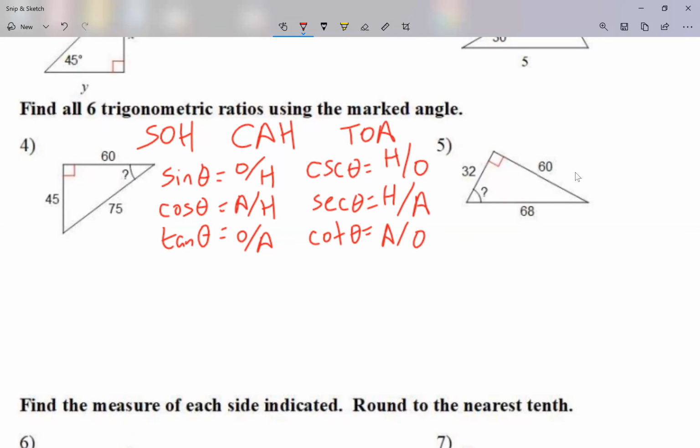Now the sides, based on the angle marked. Sometimes I might put a theta there, I might just put a question mark, or I just might mark the angle. Based on that angle, I know the big side is the hypotenuse. Based on that angle, I'm going to label the other sides as opposite or adjacent. Opposite means far away, and adjacent means close to. From those 2 measurements, 45 is opposite, far away from the angle, and 60 is the adjacent.